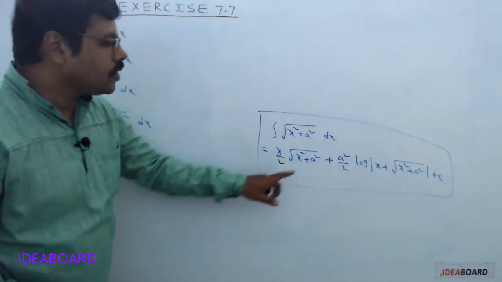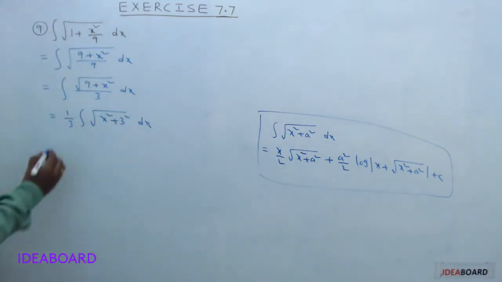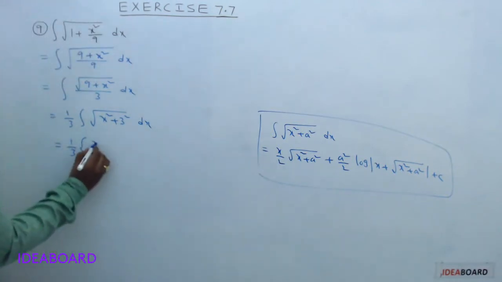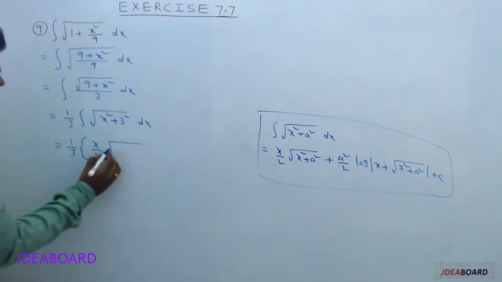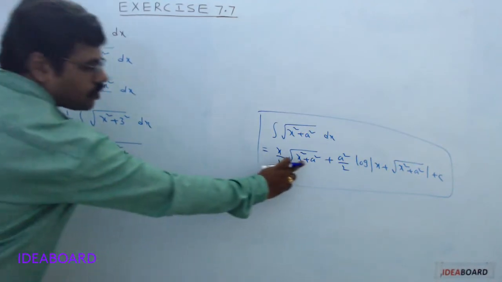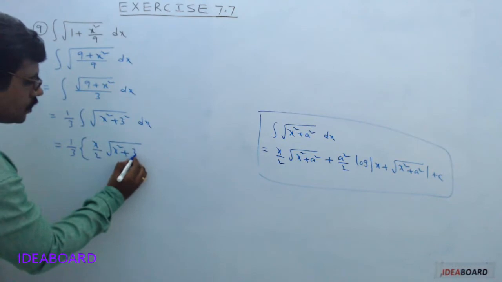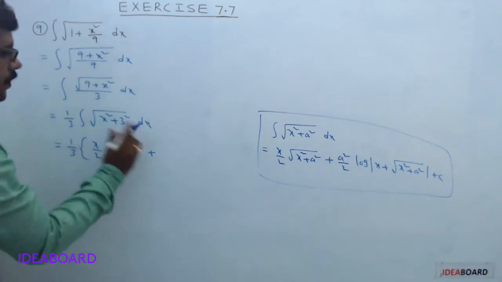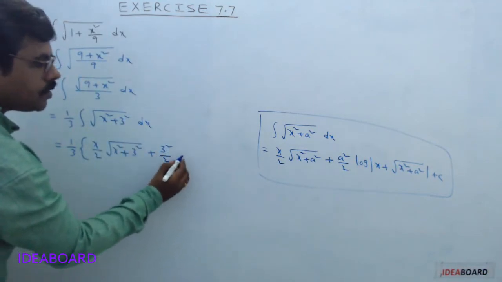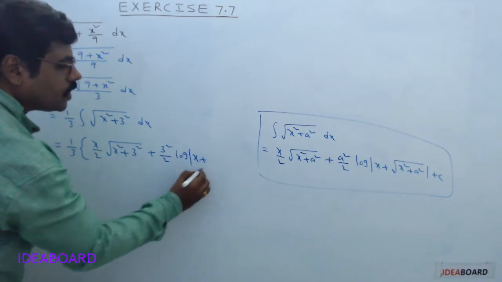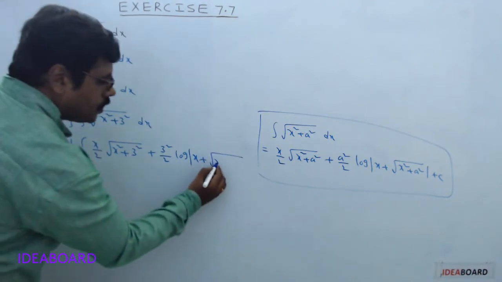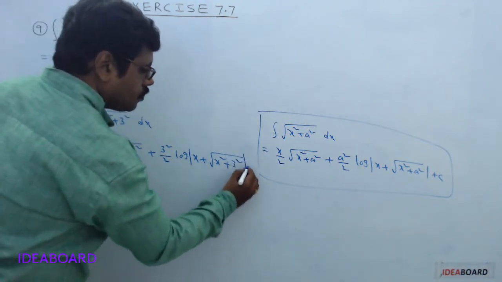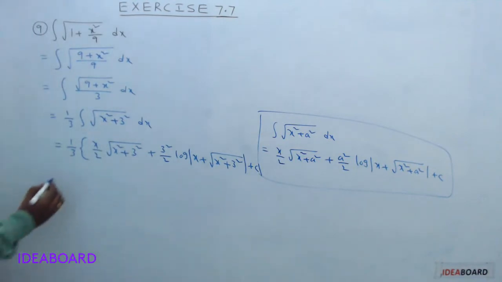So, in this formula, you replace a with 3. So it is 1 by 3 into, what is the formula? X by 2 into square root of x square plus a square. Your a value is 3. So x square plus 3 square plus a square divided by 2, that is 3 square divided by 2 into log mod of x plus square root of x square plus a square. A square is 3 square, plus a constant c.